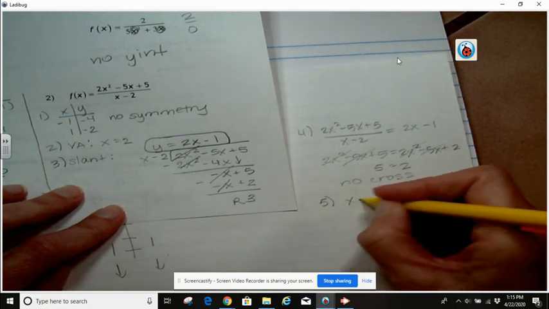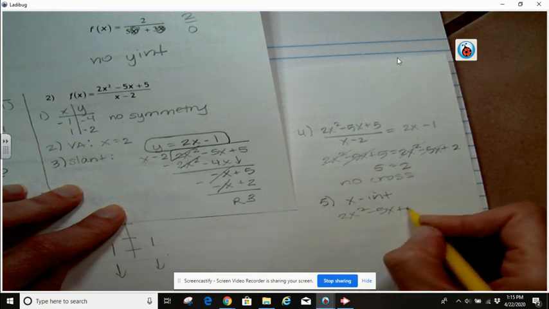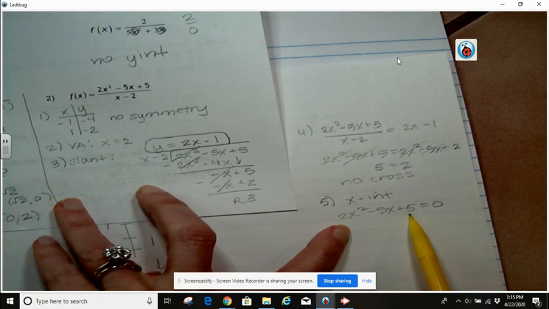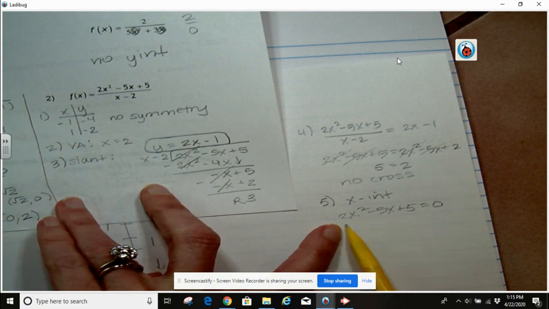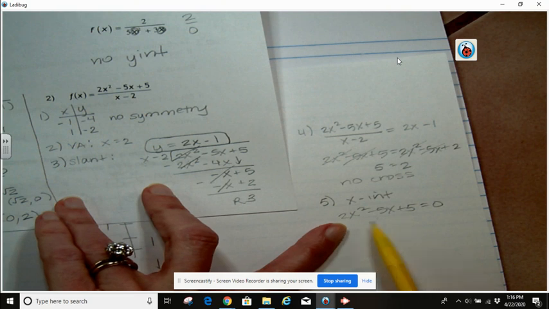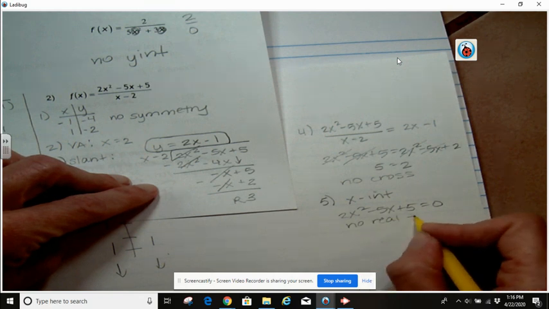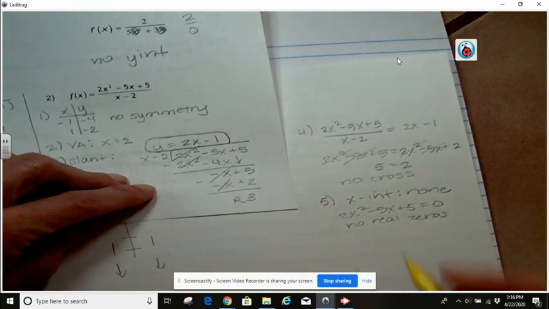Step 5, x-intercepts. So remember, we're setting our numerator equal to 0 for x-intercepts. In order to factor this, you would need two numbers that multiply to give you 10 and added to give you -5. Well, there aren't two numbers that do that. If you graph just this parabola in your calculator, you'll see that it does not touch or cross the x-axis. So because this is not factorable, or because it doesn't touch the x-axis, there are no real zeros here. So that means that there are no x-intercepts.